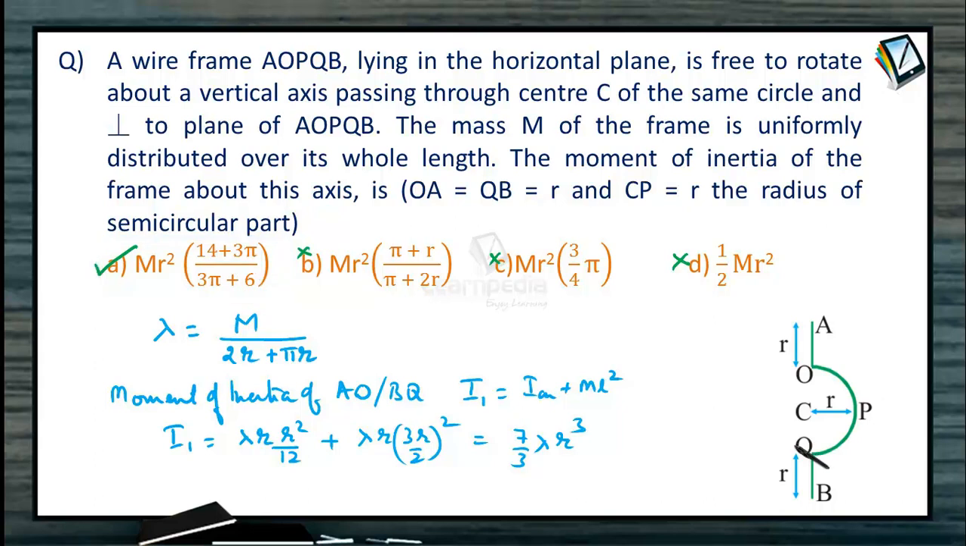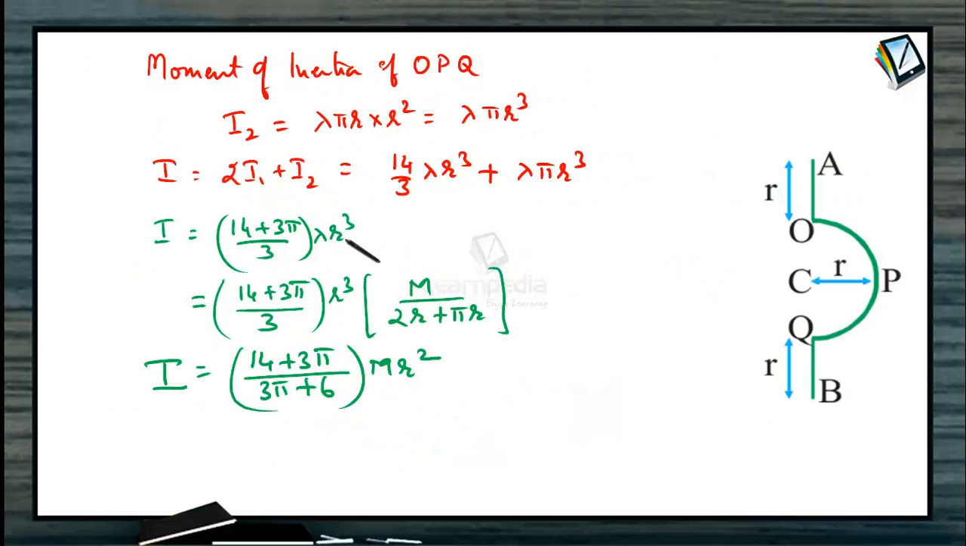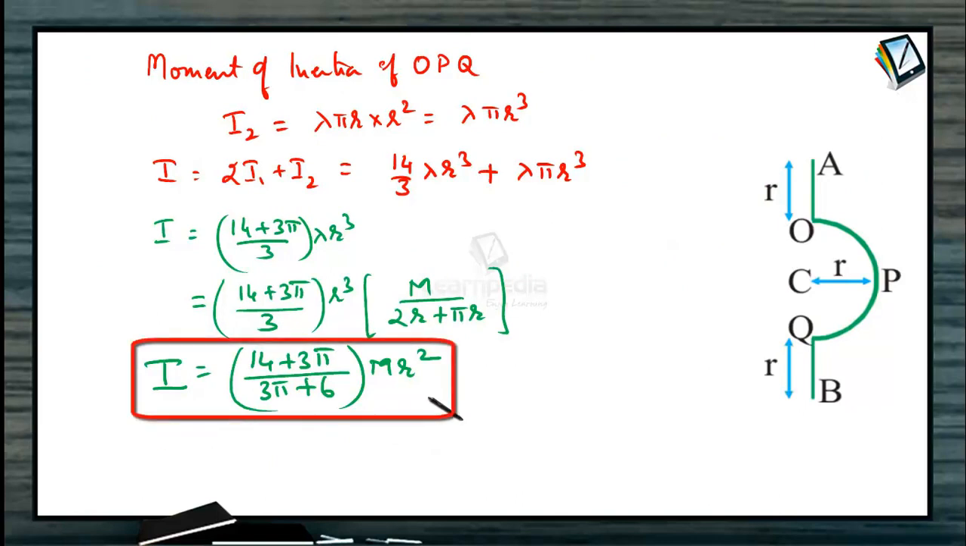So what we have done is clear. First we took mass per unit length. Then we calculated the moment of inertia of AO and of BQ, as the moment of inertia about the center of mass plus the total mass into the perpendicular distance from the axis of rotation squared. We call that I1. Similarly, we calculated the moment of inertia of the ring. Now substituting these two values and simplifying, we get the answer like this.